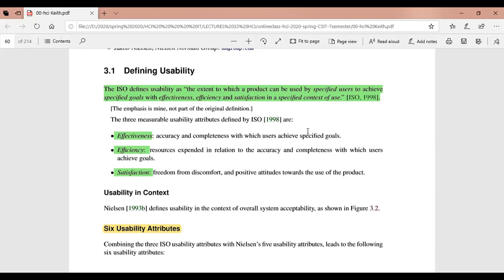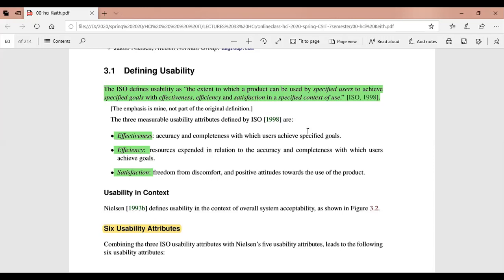Later on, some other attributes were also added by other scientists of HCI. Nielsen defines usability in the context of overall system acceptability. So Professor Keith mentioned 6 attributes, combining the 3 ISO attributes with Nielsen's 5 usability attributes, leading to the following 6 attributes.